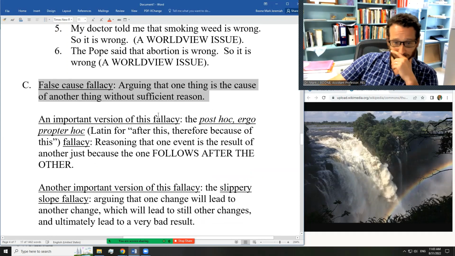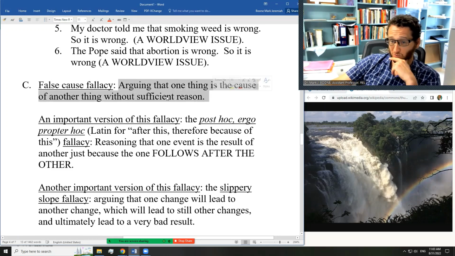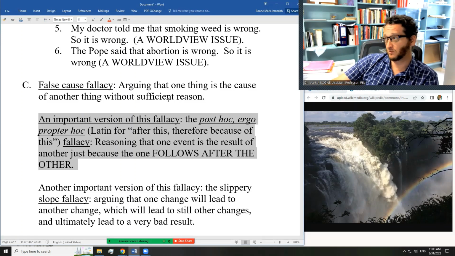Let's go to false cause fallacy. This is just arguing that one thing is the cause of another without sufficient reason. You want to give a little more detail, like post hoc ergo propter hoc, reasoning that one event is the result of another just because it came after it. Well, then you can find ones where it's not necessarily fallacious. Okay, so the rooster crowed and then the sun rose. Therefore, the rooster caused the sun to rise. That's a fallacious argument.